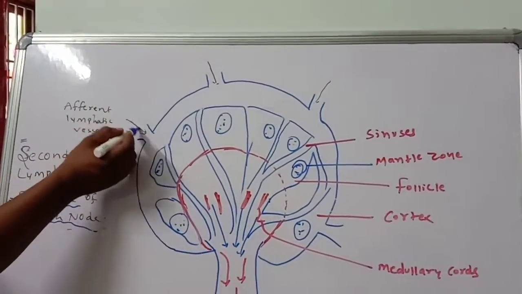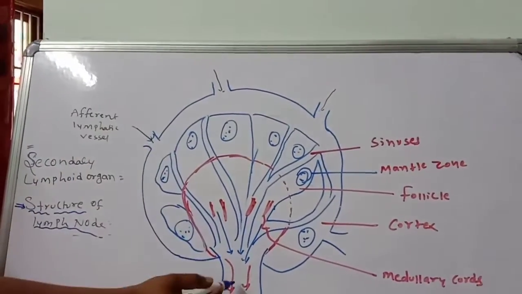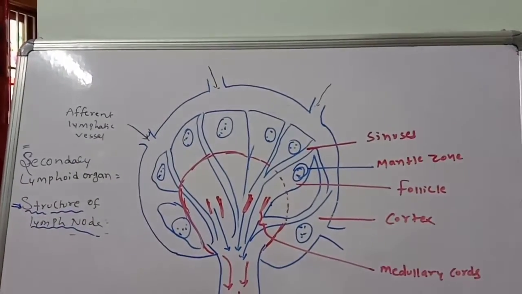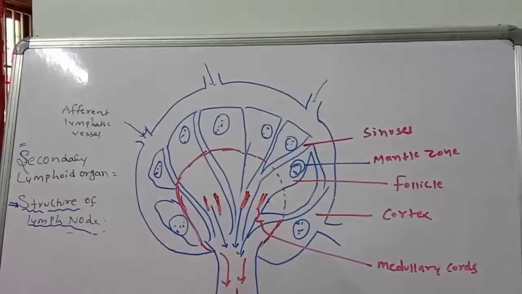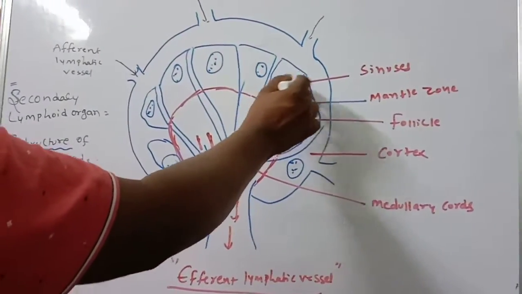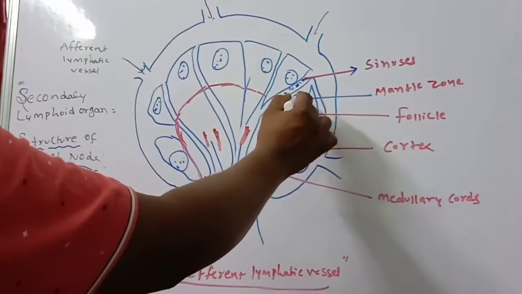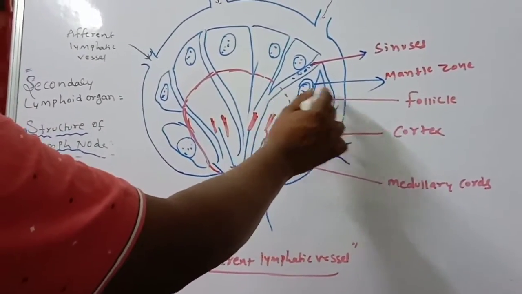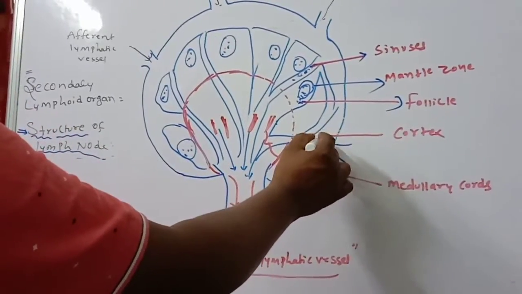So in the efferent lymphatic vessels, this is efferent and efferent. So it's coming, just going out. The middle spaces, these particular spaces, are called sinuses. This is the mantle. So follicles are there. These are the follicles. Okay, this is called cortex.